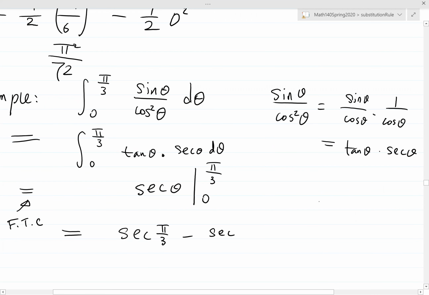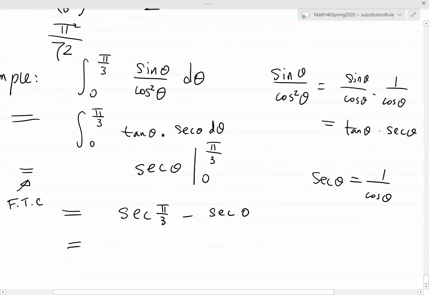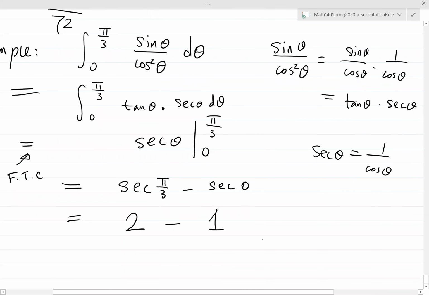Now remember, secant theta is 1 over cosine theta. Cosine of pi over 3 is 1 half, so secant is 2. Cosine of 0 is 1, so secant of 0 is 1 over 1, which is 1. So 2 minus 1 is 1.